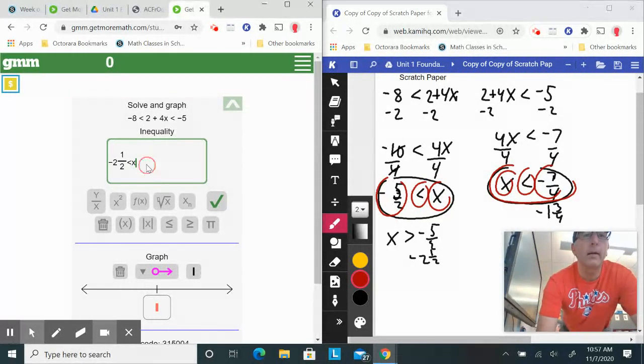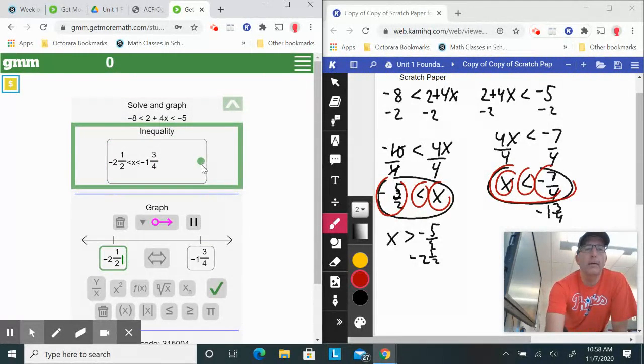Put that right in here. Less than. Need my negative sign. I'm going to make it negative 1 and then 3/4. Now, if I solved it right over on the right side, I should have it tapped in right here, and I check that. Okay, so that's correct.